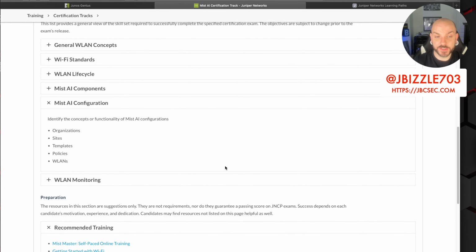From the configuration standpoint, it's broken down from a higher level organizational standpoint, and then underneath that you can configure multiple sites, and then within your sites you have your individual APs. So it's important to understand what types of configurations you do at each of these different hierarchical levels, and then the templates and the policies that you would go about attaching at those different points.